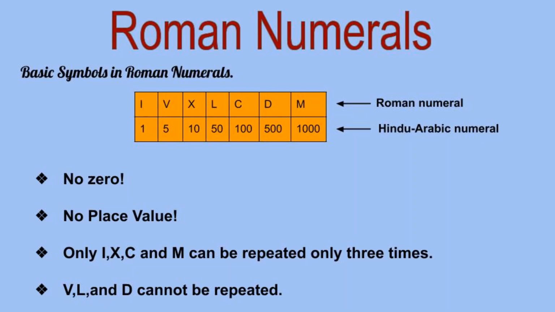Also remember, there are no zeros and no place values in Roman numerals. The numerals I, X, C and M can be repeated, and that too only 3 times. The numerals V, L and D cannot be repeated. There are certain rules that we need to learn for writing Roman numerals. Let's see the Roman numerals with an example.